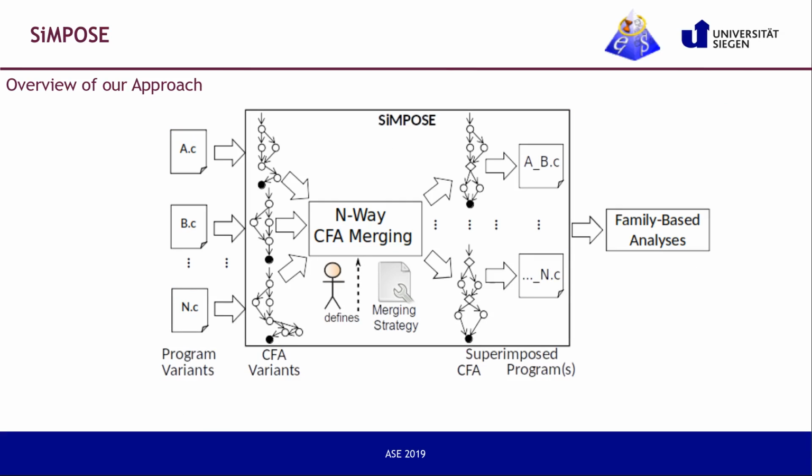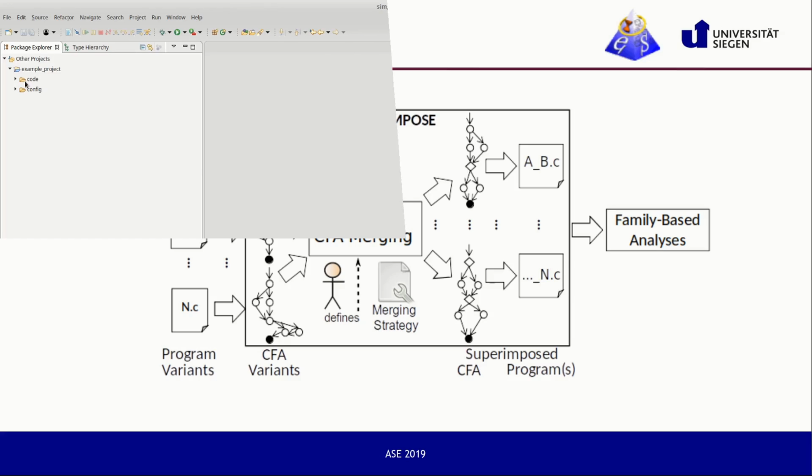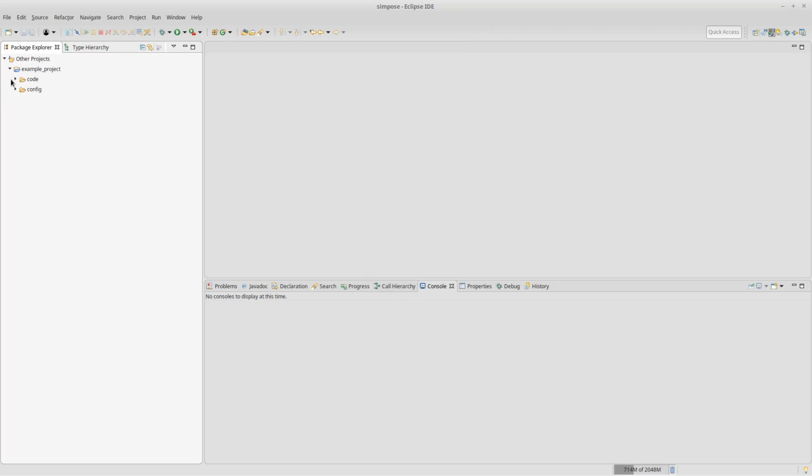SiMPOSE takes as input n arbitrary program variants, merges them, and allows for family-based analysis, for example testing. Let's now take a look at our tool SiMPOSE. We have imported our example project into our SiMPOSE tool. This consists of a code and a config folder.